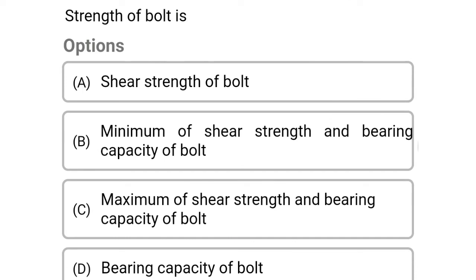Next question, strength of bolt is option A shear strength of the bolt, option B minimum of shear strength and bearing capacity of bolt, option C maximum of shear strength and bearing capacity of bolt, option D bearing capacity of bolt. The correct answer is option B minimum of shear strength and bearing capacity of bolt.